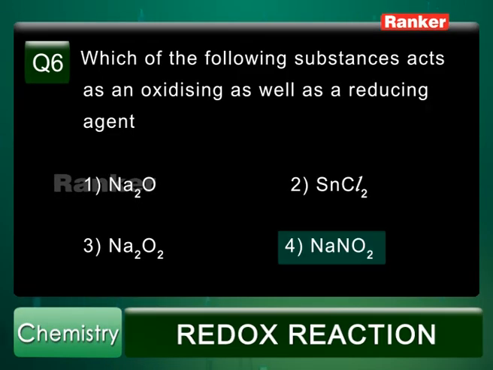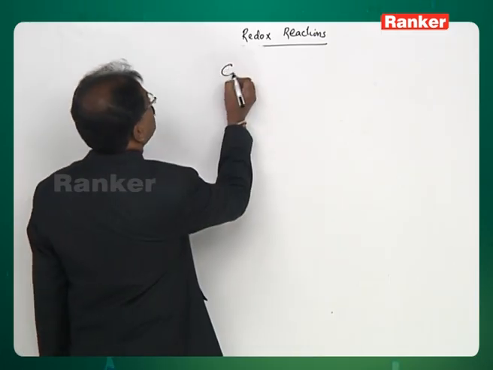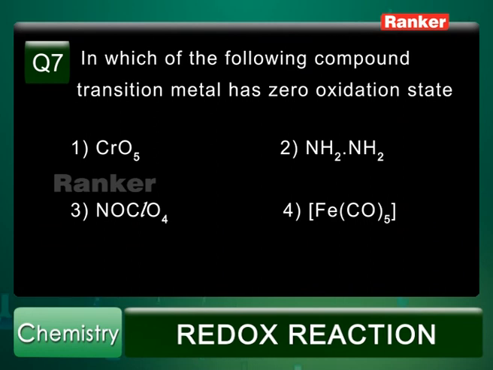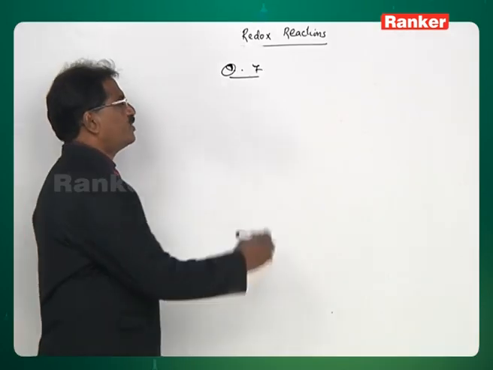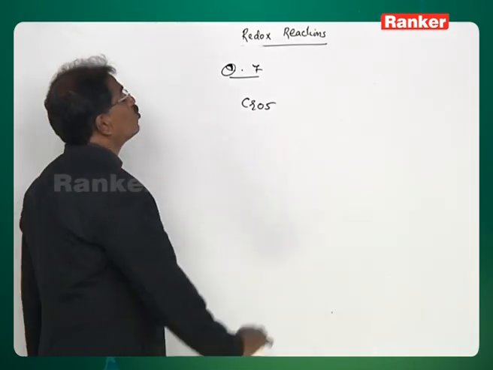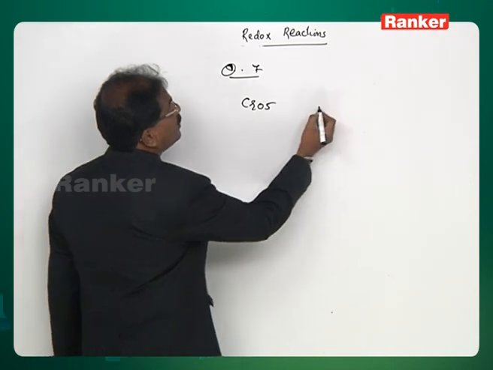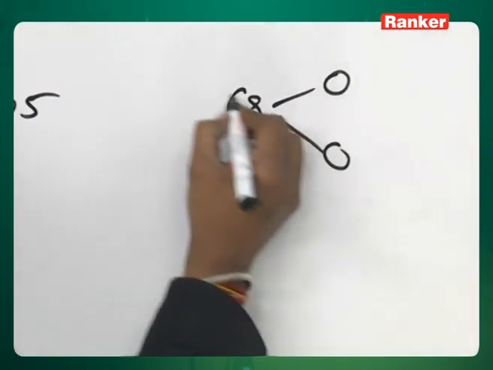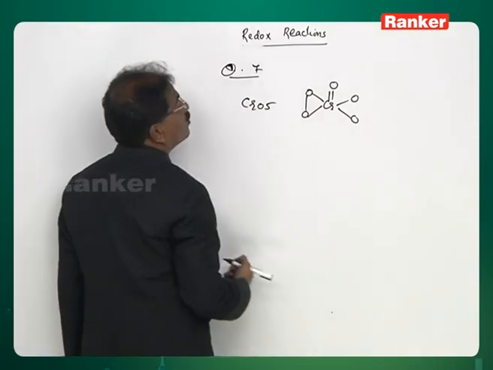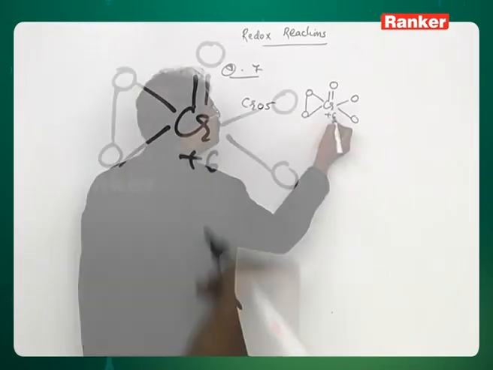Next, question number 7. In which of the following compounds does the transition metal have a zero oxidation state? In the first option, CrO5 is given. Here CrO5 has the butterfly structure. Therefore, in this butterfly structure, chromium exhibits the +6 oxidation state.